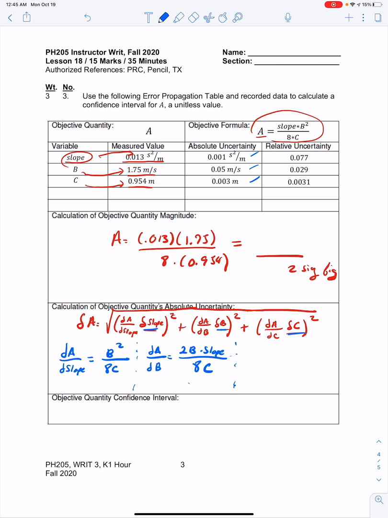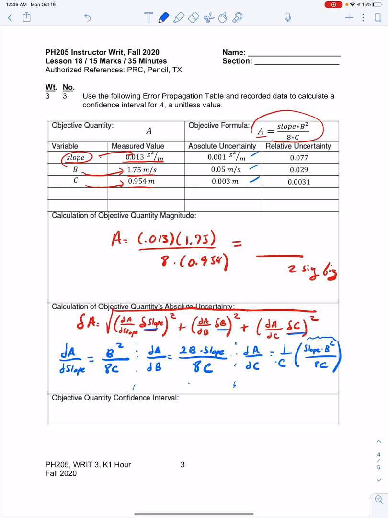Again, do the same process for the partial derivative of A with respect to c. Separate the 1 over c, and leave everything else to the side. Slope b squared over 8, and this, again, is a constant. You don't touch it. The only thing that you're worried about is c. And we talked about this.